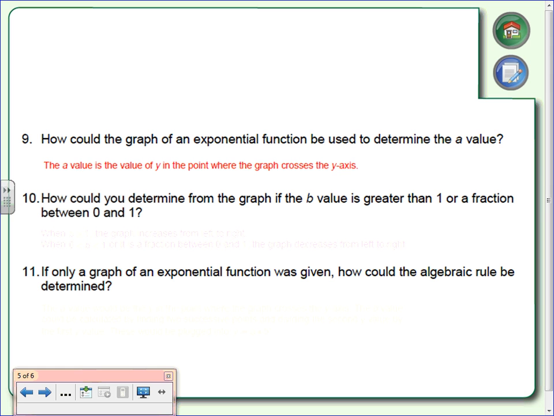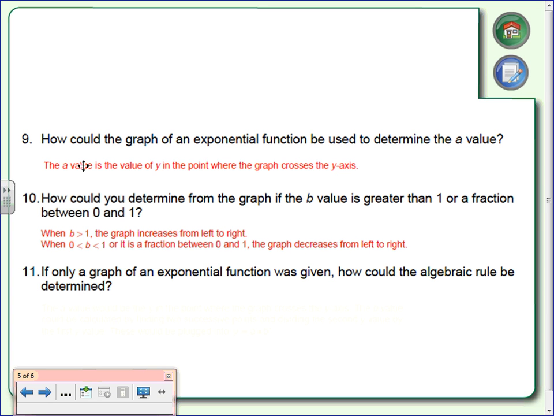So let's take a look here, guys. As long as the B value is a number that's greater than 1, as long as that happens, the graph is going to increase. So if the B is a 2, a 3, a 4, a 5, a 10, 20, 100, 1,000, it doesn't matter. If it's bigger than 1, the graph is going to increase.